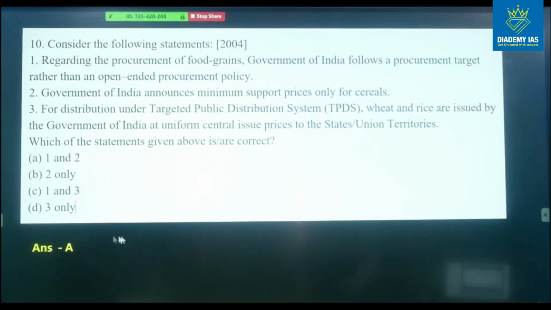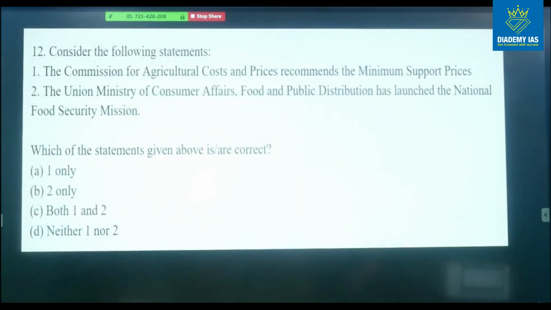Sorry, in this case answer is C only, not A. So this is a typing mistake. Answer is C only. Now see this next question. This is also a previous year question.